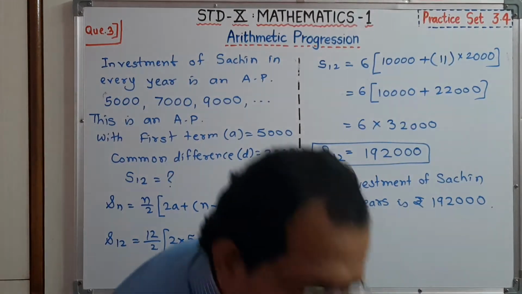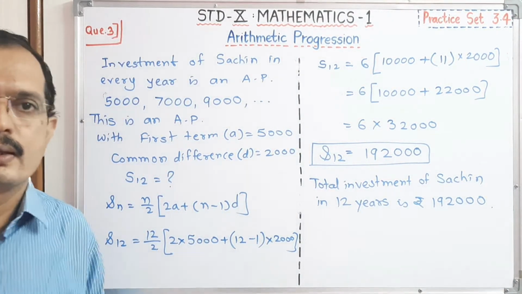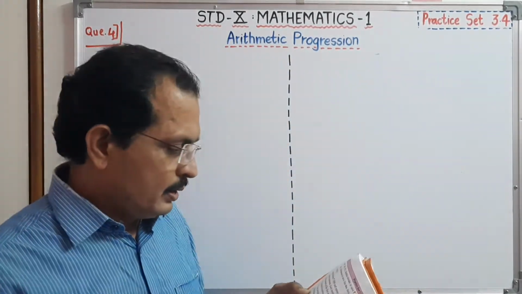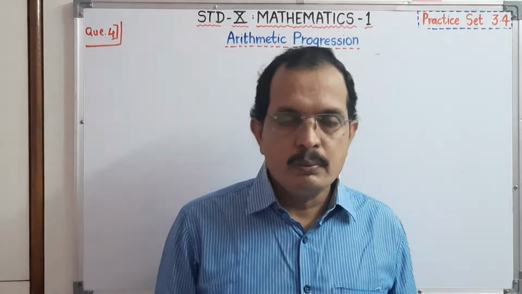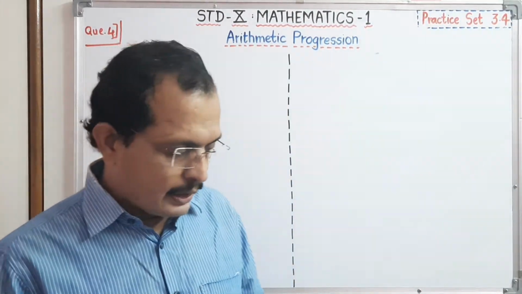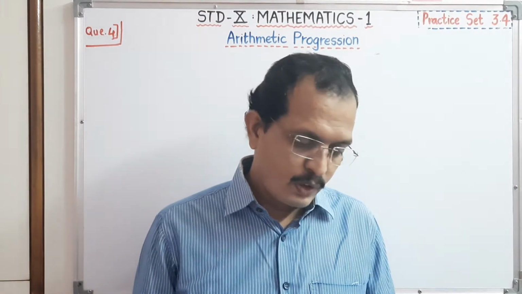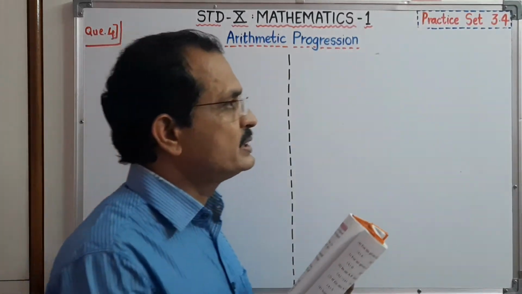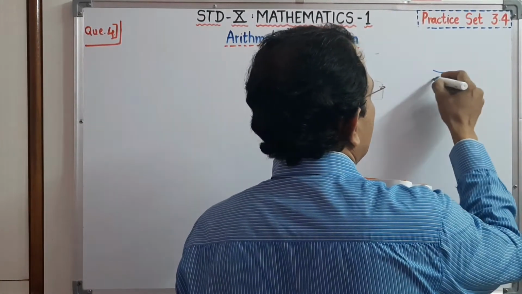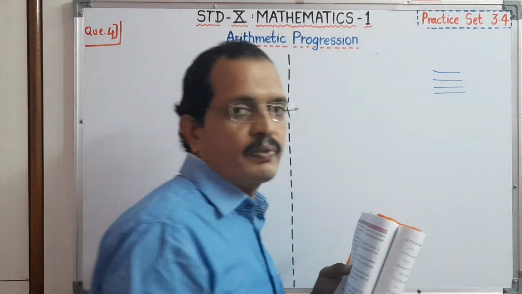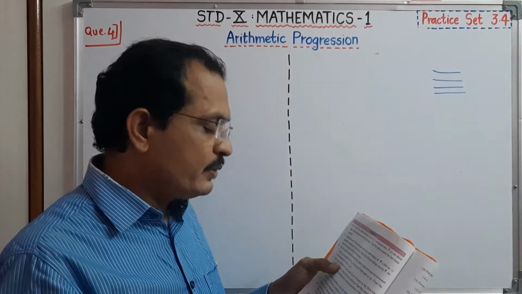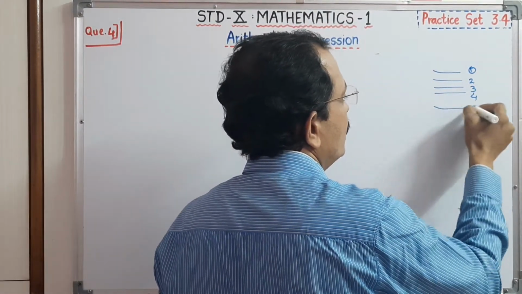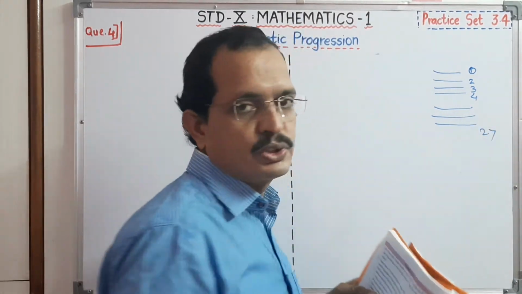Now we have to start with the fourth one. Let's see the fourth sum. This one is different from the previous three sums. There is an auditorium with 27 rows of seats. In that auditorium there are chairs arranged in 27 rows. Suppose this is first row, second row, third row, fourth row. Like this there are 27 rows.